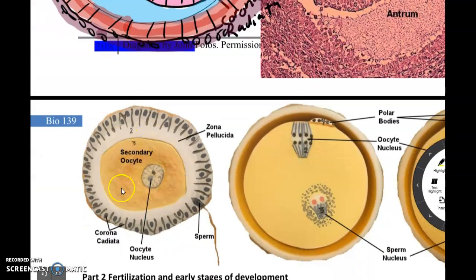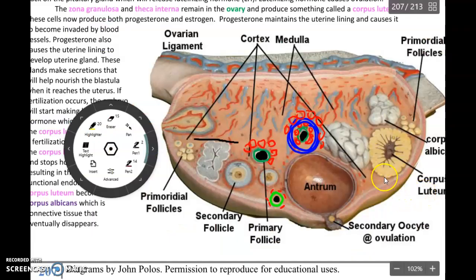And let's just talk about the last 2 stages too. So we have 2 more. We have the corpus luteum, which is after ovulation. It maintains the endometrial lining. And then we have the remains of the corpus luteum as a corpus albicans, which is collagen fibers. What a surprise. And this goes away in a couple of months.